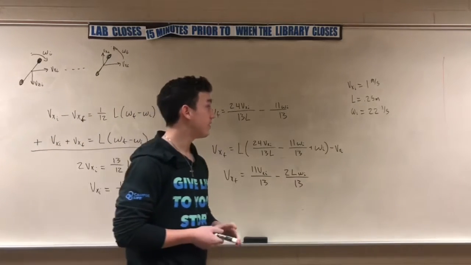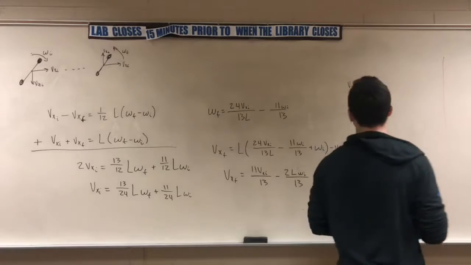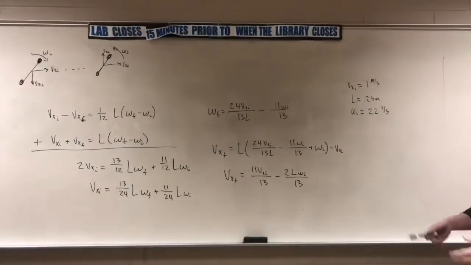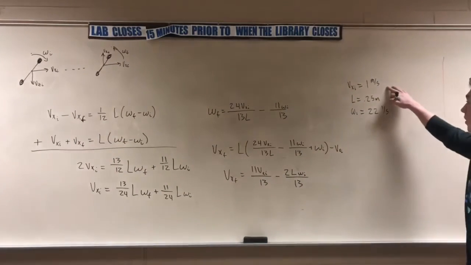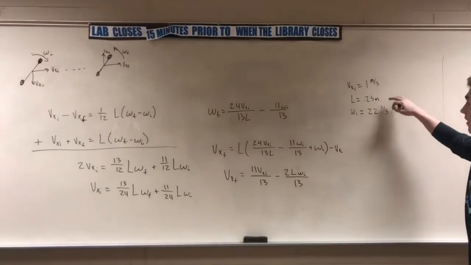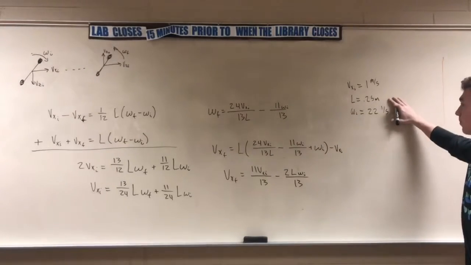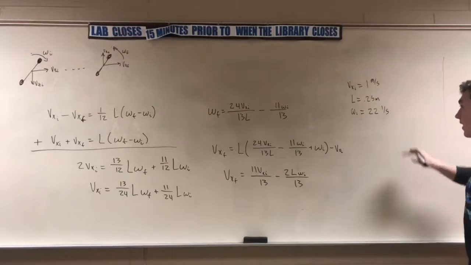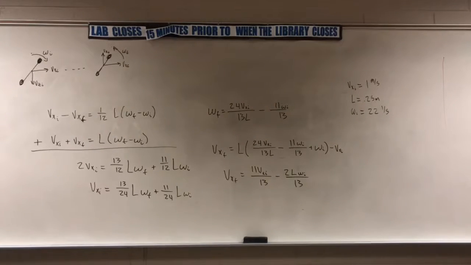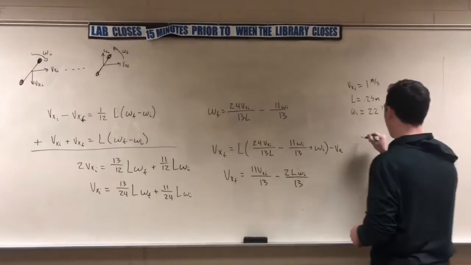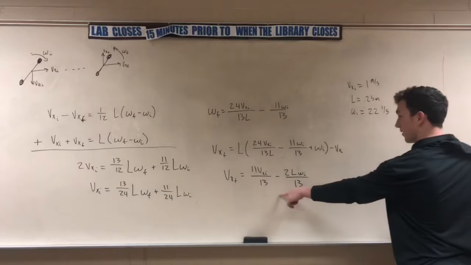So now we can see with this equation what will happen if we throw and spin a ball. So we throw at a speed of 1 meter per second, or a baton, and our length will be 0.25 meters, and our initial angular velocity is going to be 22 per second. So we have Vx final equals this.